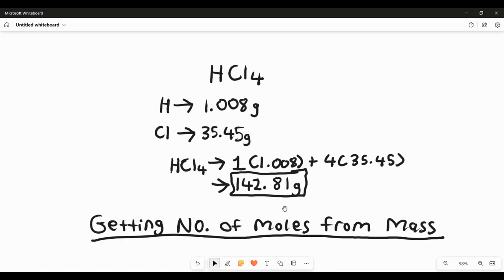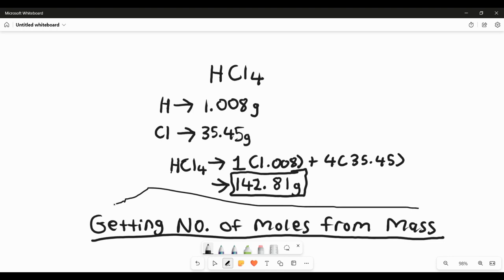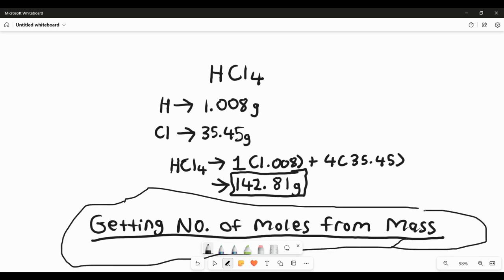Now, that wraps up our lesson today on moles and molar mass, and in the next lesson, I'll go over how to get the number of moles from the molar mass that they give you in a given calculation question.